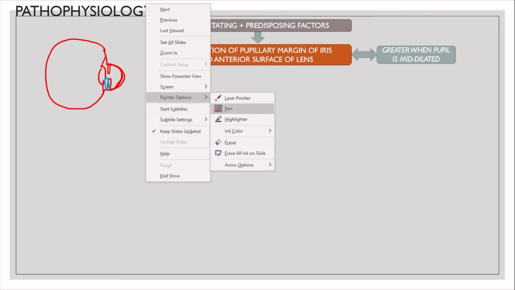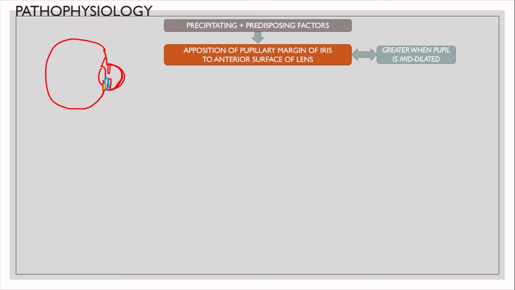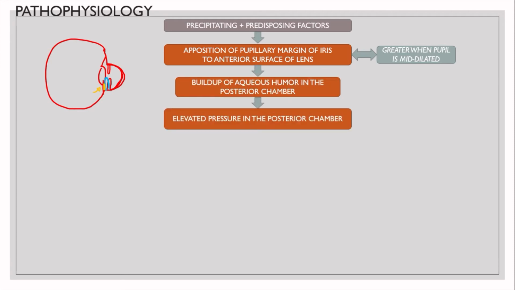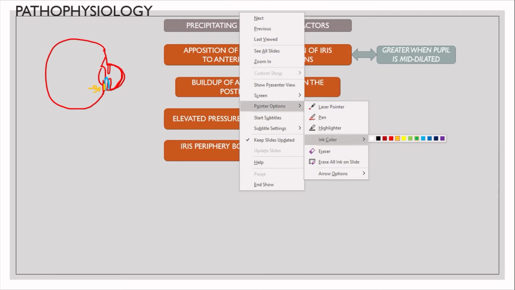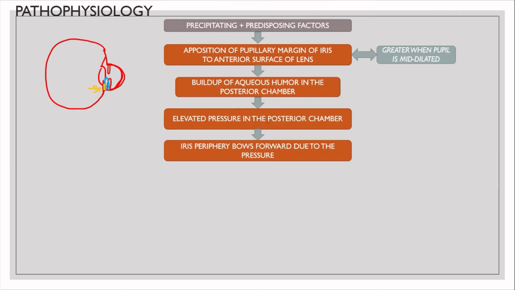And then because of that, our aqueous humor begins to build up here, because as you can imagine, our ciliary body still continues to produce aqueous humor, and so it's not able to exit the posterior chamber, so it just builds up over there, and this can cause elevated pressure in the posterior chamber. And because of elevated pressure, the aqueous humor just continues to push up against the iris, and the iris will bow forward due to the pressure.